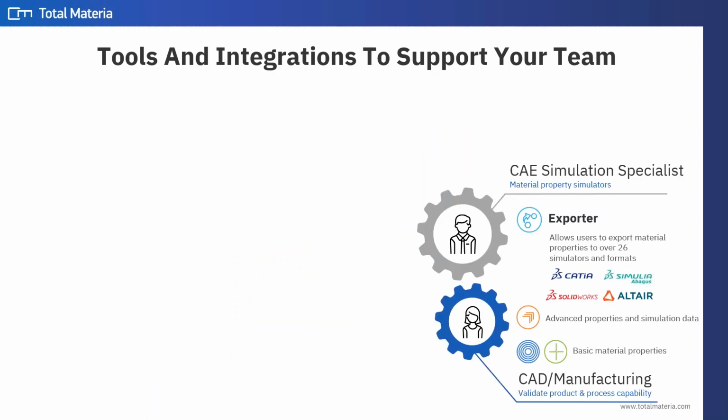And last but not least, our CAE, simulation specialists, as well as CAD specialists. Having reliable data and being able to export it almost instantly to different formats could be of very much help. Instead of constantly creating your own material cards, copy-pasting different data, you could quickly export material properties to over 26 different simulators and formats. To name a few, you could see Abaqus, SolidWorks, CATIA, different Altair products, ANSYS, LS-DYNA, and many more. And if all else fails, you could always export some properties to Excel.